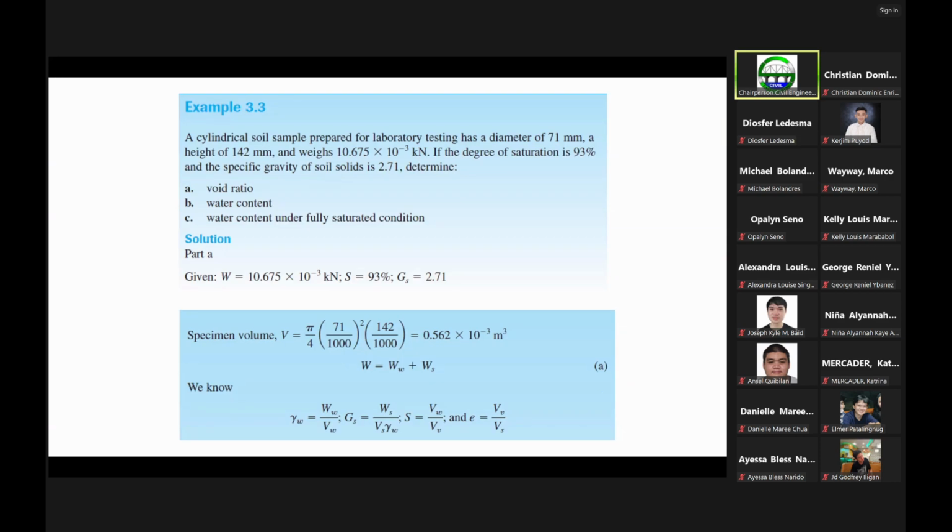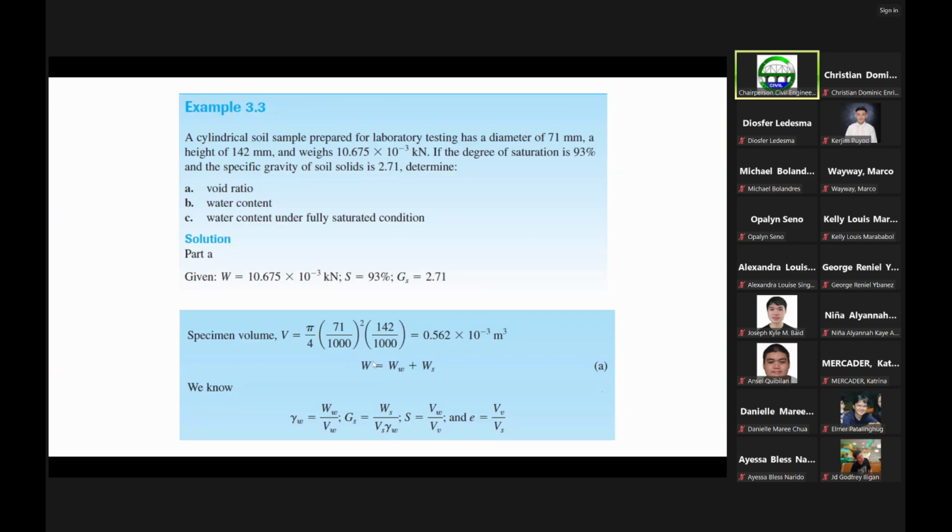So to solve for the void ratio, we are given the weight of the sample, 10.675 times 10 to the power minus 3 kilonewtons, the degree of saturation of 93%, and the specific gravity of the soil solids of 2.71. Now, since you're given the dimensions of the soil sample, you can compute the specimen volume. We don't need to assume one. That gives you this one here.